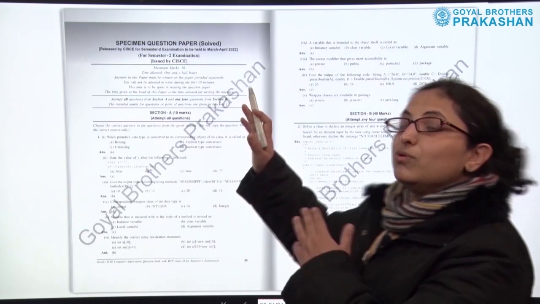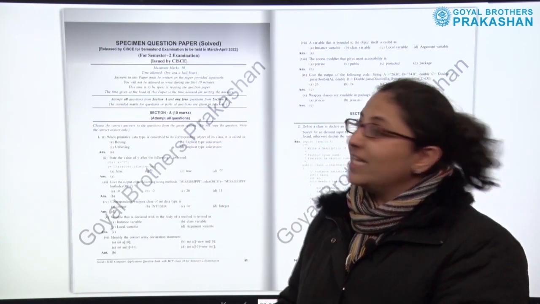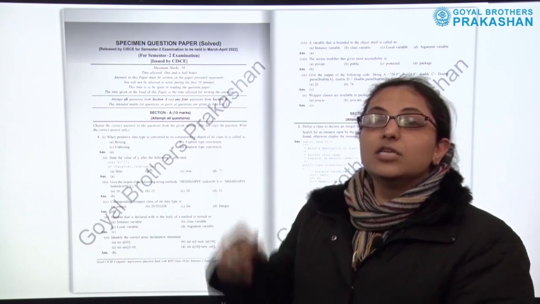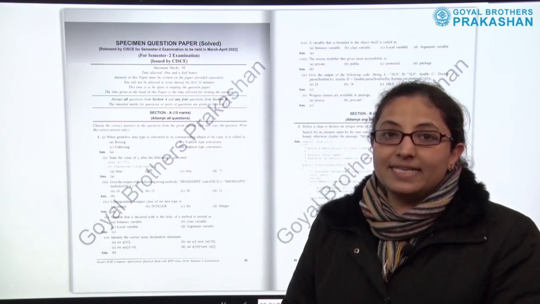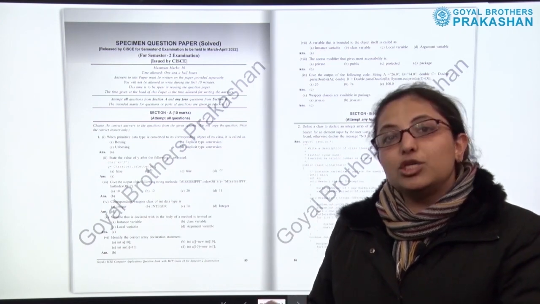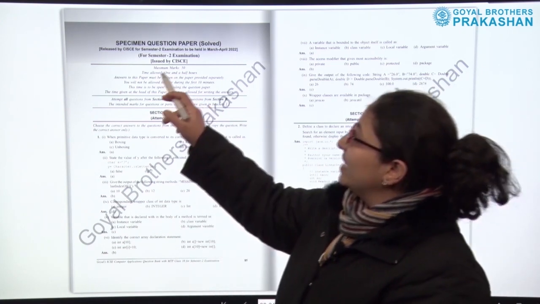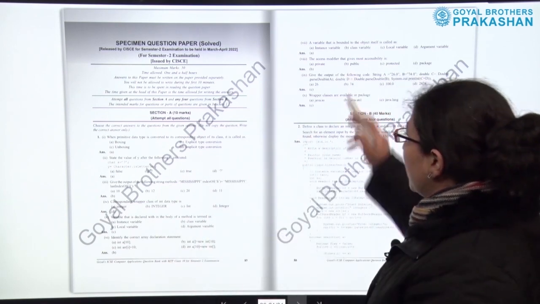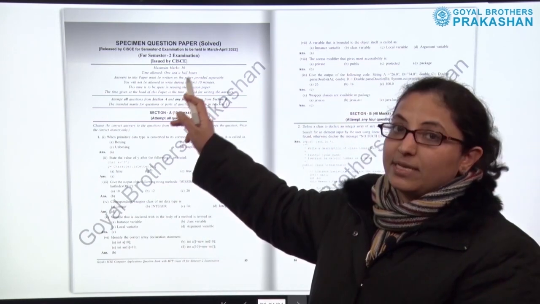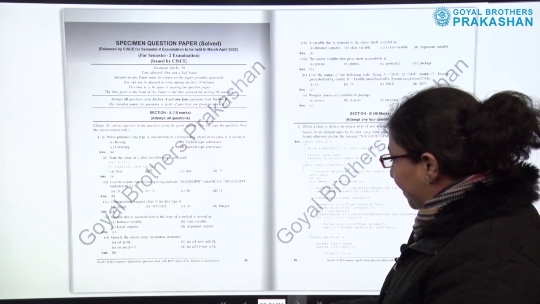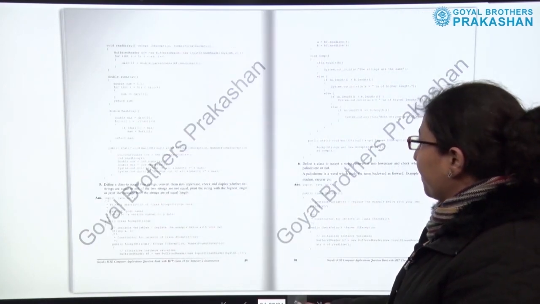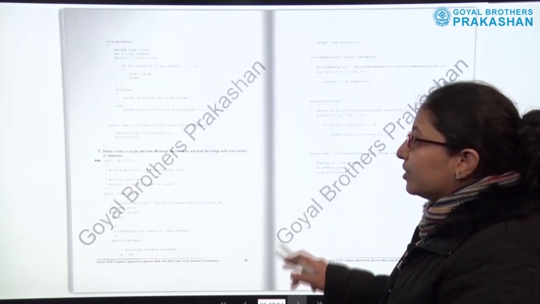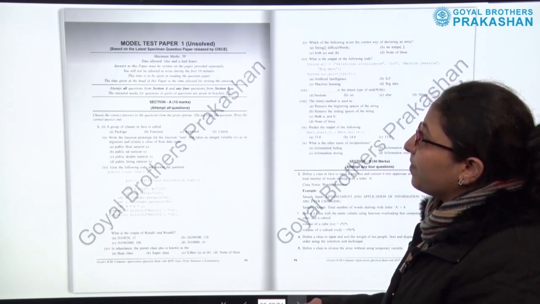After this, we come to section B of the book, which is the solved specimen question paper. This is the paper which is released by CISCE for this year's semester 2 examinations. You can see this is the solved specimen question paper released by the council itself. So here's the specimen question paper. The solutions are provided along with the questions.